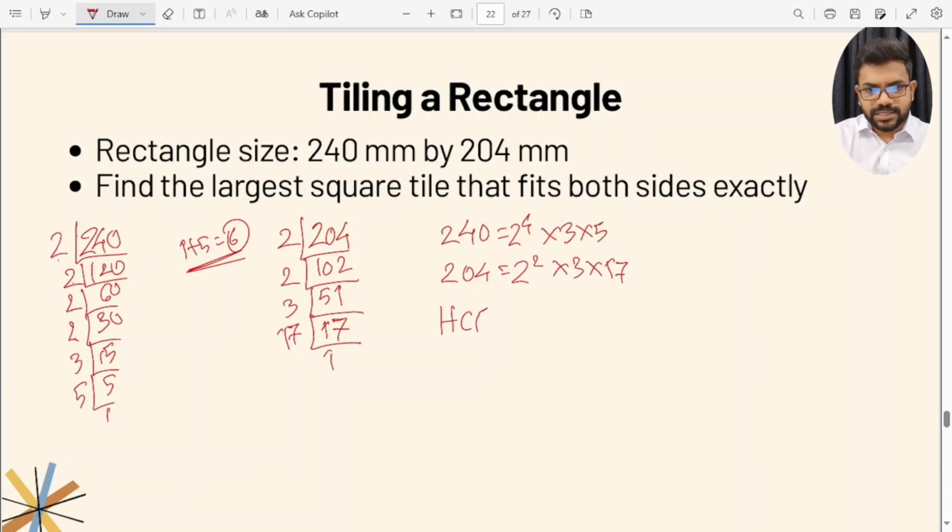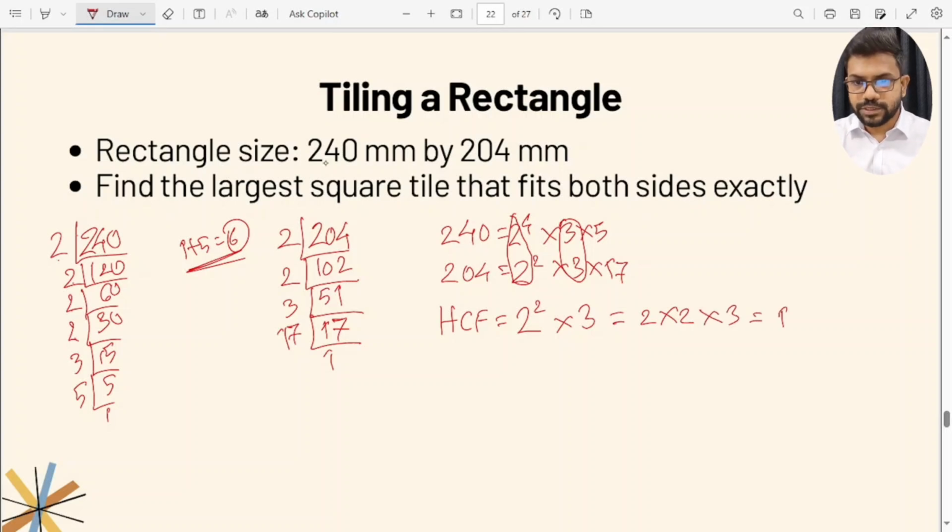As we learned in the previous lesson, to calculate HCF, we take the common factors at their lowest power. So 2 is a common factor here with the lower power of 2 squared. 3 is a common factor. In HCF, we can only take the common factors, so that's all. We have taken the lowest powers of the common factors. 2 squared means 2 times 2 times 3, 2 2s are 4, 4 3s are 12. So HCF is 12.